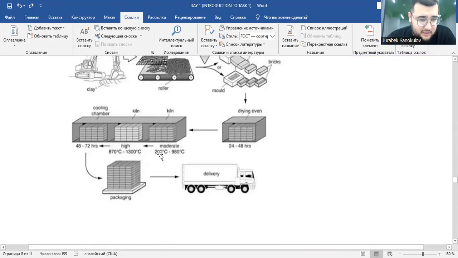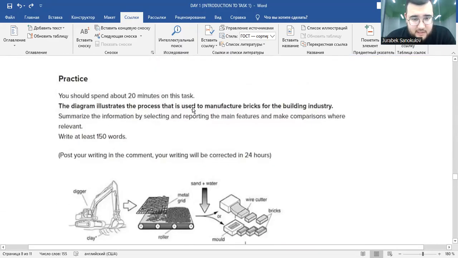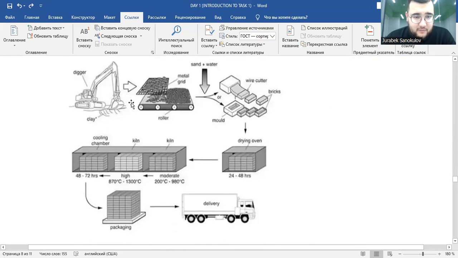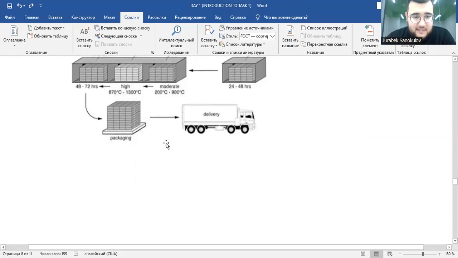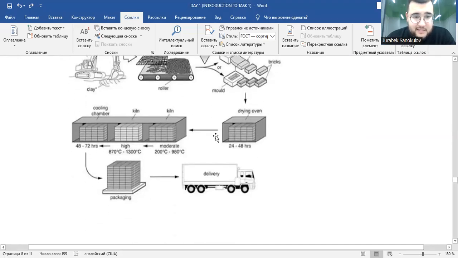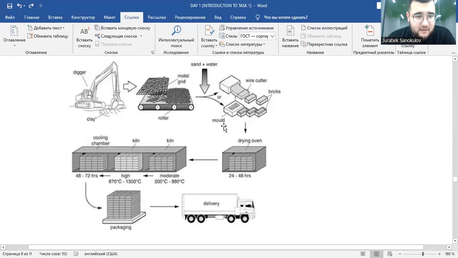So here's another process. This process shows how bricks are manufactured. We have 3, 4, 5, 6, 7 steps, 7 or 8 steps involved in manufacturing bricks.